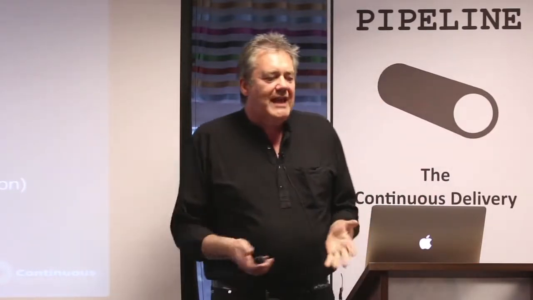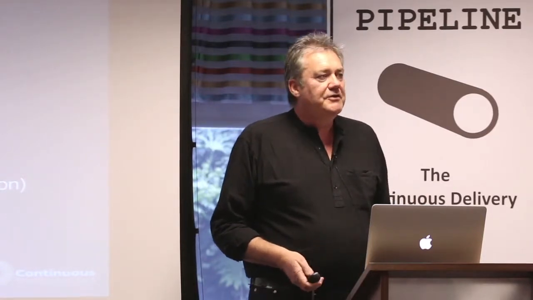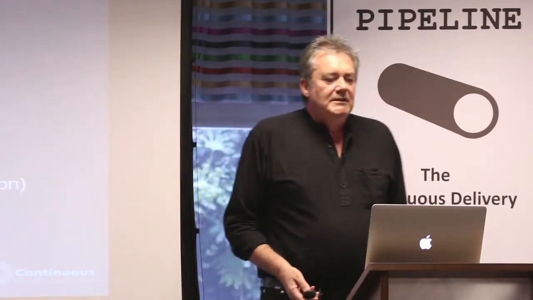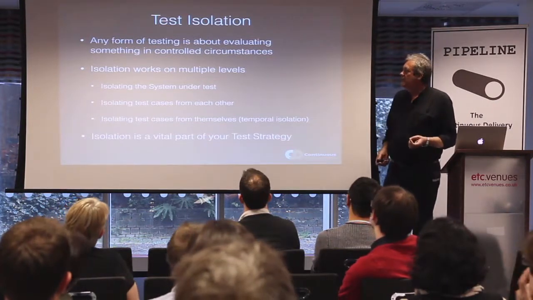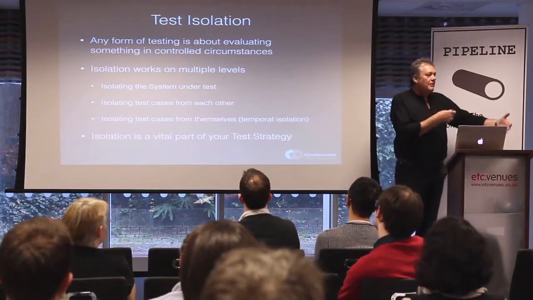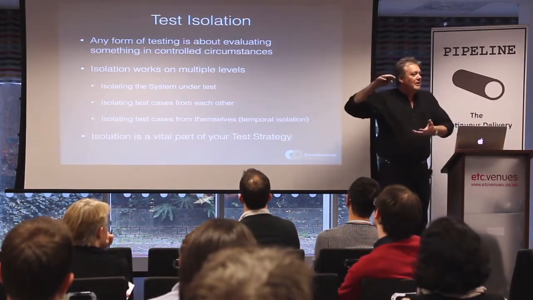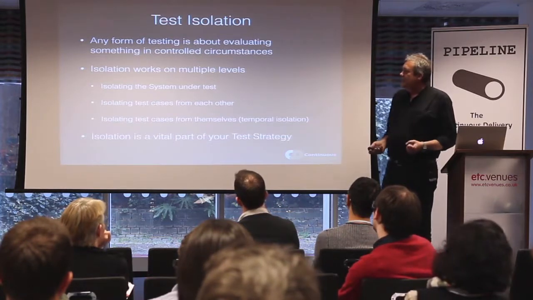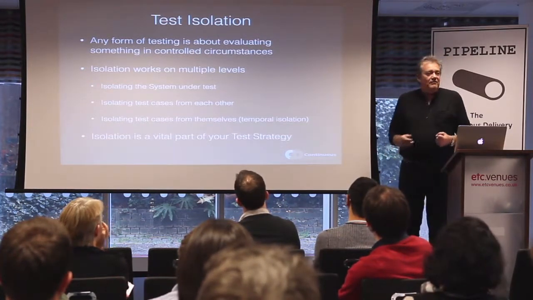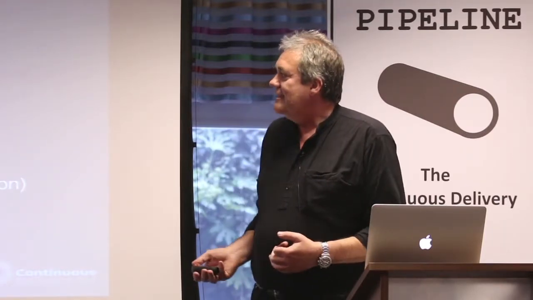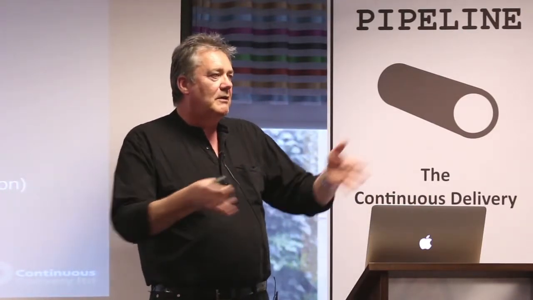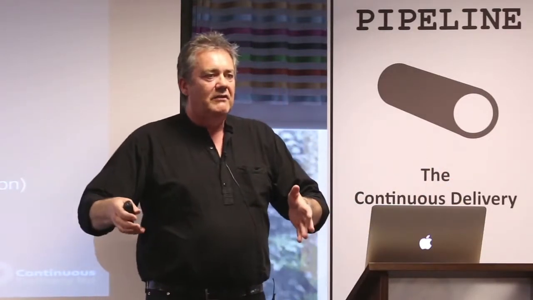So the next thing I want to talk about is test isolation. I would suggest that any form of testing is about evaluating something in controlled circumstances. I think that's pretty close to a decent definition of what testing is all about. If you want to evaluate something in controlled circumstances, you need to isolate it from other things. You want to limit the impact of other tests running alongside it. There are a number of different ways in which this is true. We want to isolate the system under test. We want to isolate test cases from one another so we can run them in parallel. And we want to isolate test cases from themselves. So if we run the test case once and then run it straight afterwards, we want it to have repeatable results. We don't want it to have left some stuff in the database that means that the second running of the test is broken.